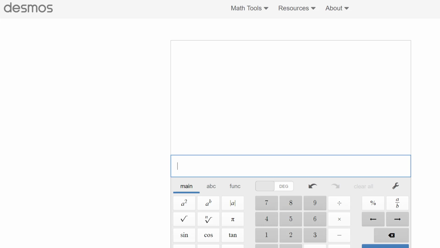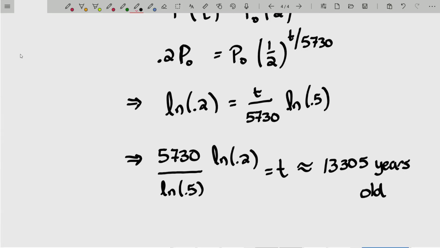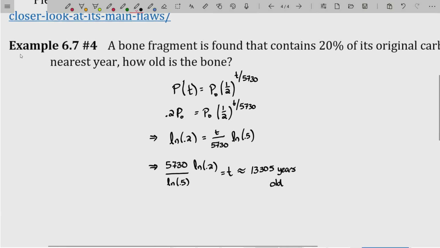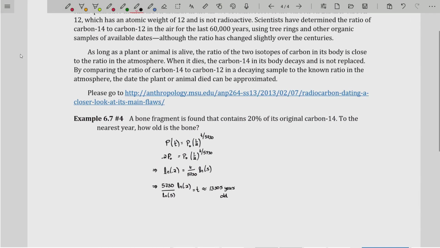We can go ahead and just plug this into Desmos here: 5730 times the natural log of 0.2 divided by the natural log of 0.5. And you get 13,305, because they said to the nearest year. So 13,305 years old. I'm writing that down. So this is a good example of another half-life style problem that's hidden, because a lot of people don't think it's half-life, but it totally is a half-life problem.